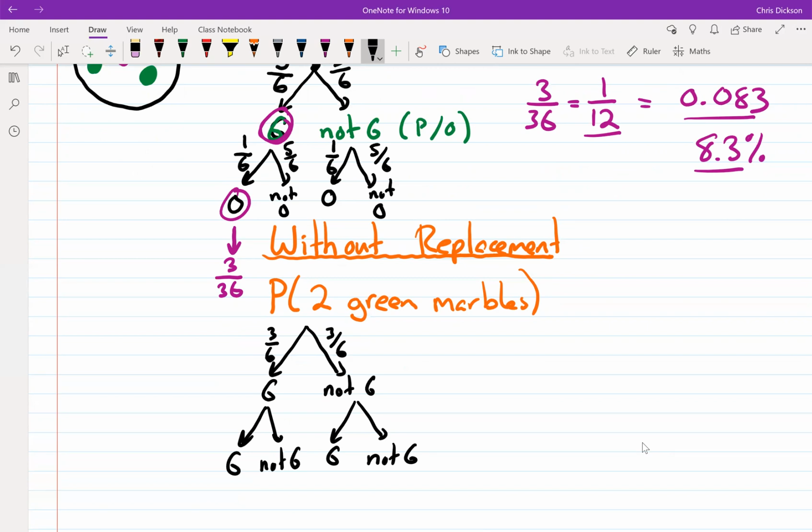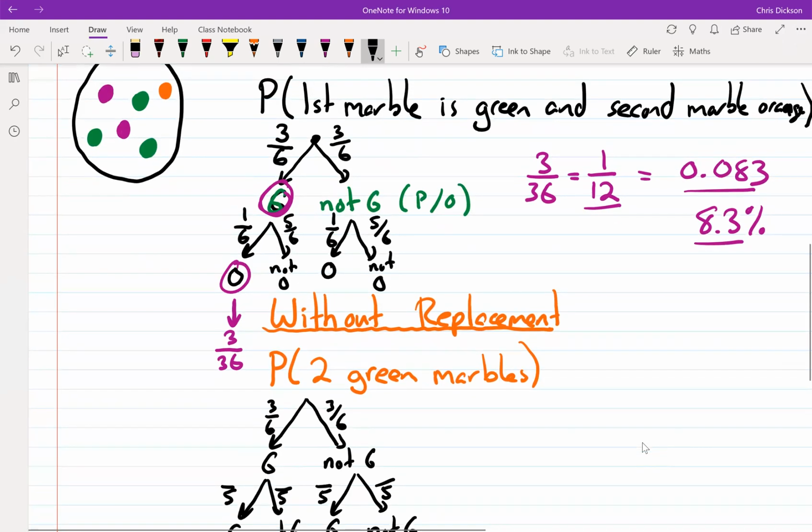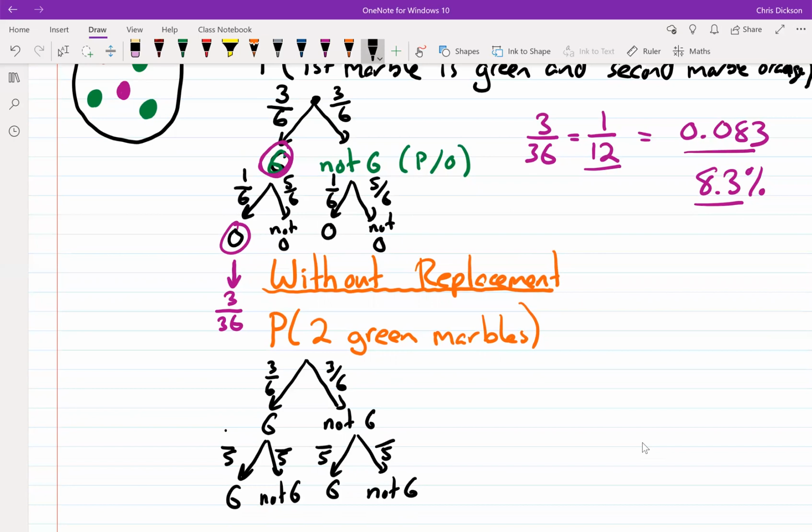So that would mean there's not 6 marbles in the bag. There would be 6 minus 1, which is 5. So we'd have something over 5, and then something over 5, okay? And then something over 5, only 5 marbles left in the bag. Now, if you had pulled a green marble out, there would be 1 less green marble, so that would be 2. So that would be a 2/5 chance.